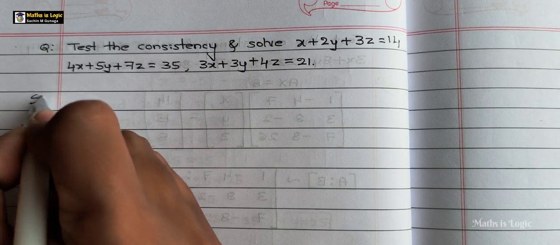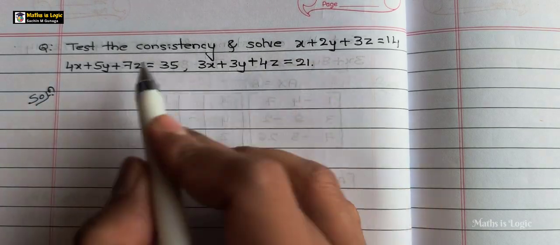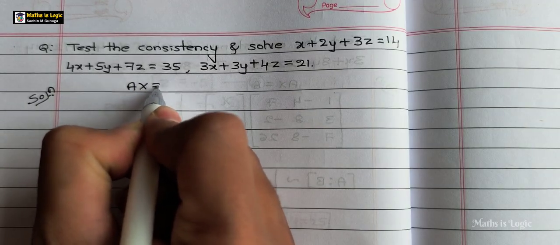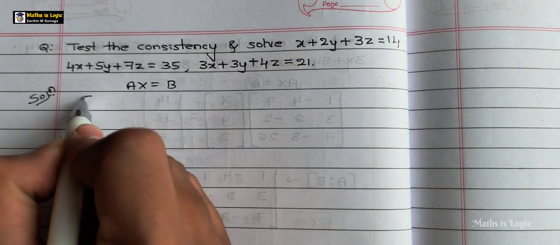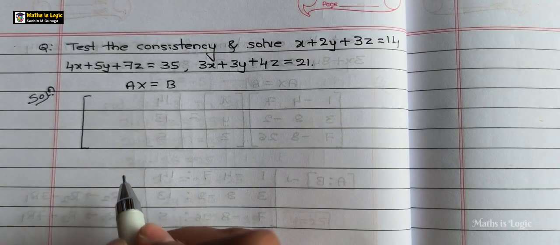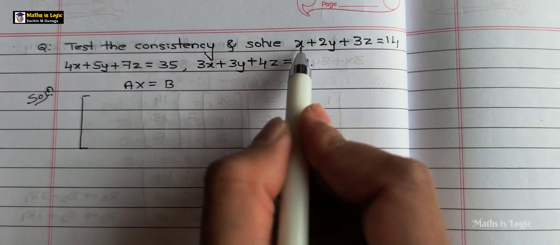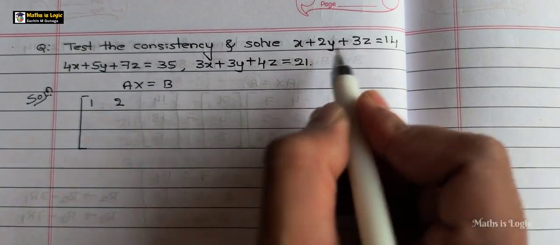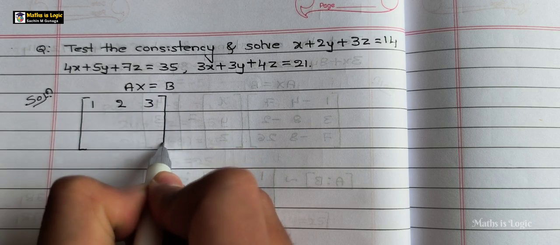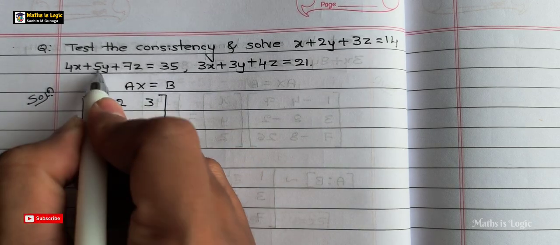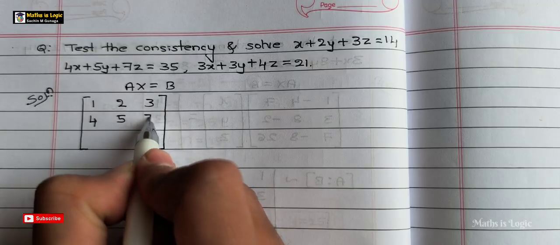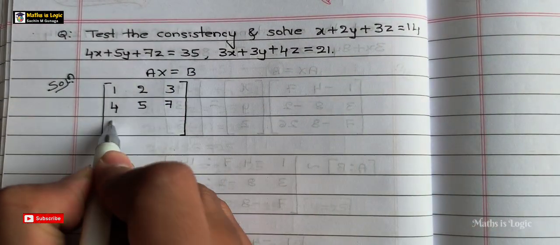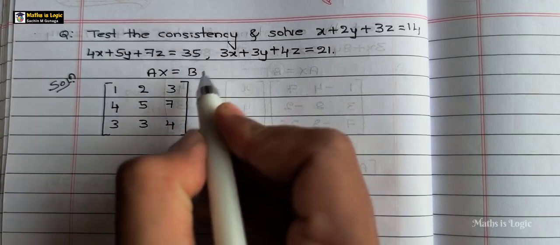For that, first we need to write the given system of equations in matrix form. What is that matrix form? AX is equal to B. So first write the matrix of coefficient values. X coefficient 1, y coefficient 2, z coefficient 3. In equation number 2: 4, 5, 7. Next, in equation number 3: 3, 3, 4.